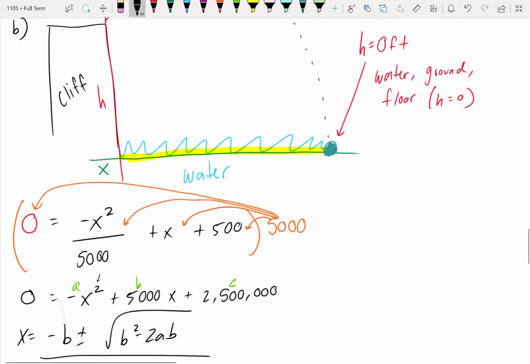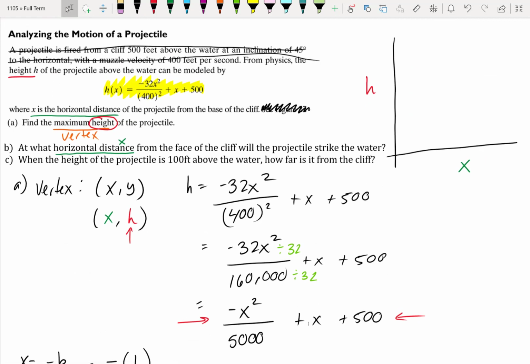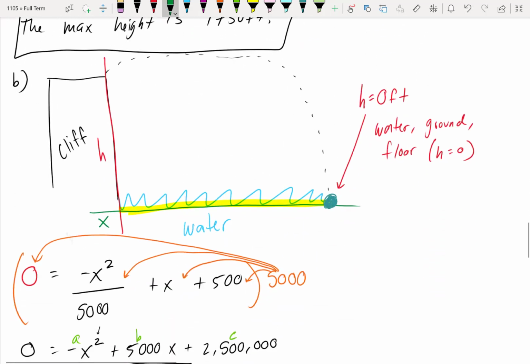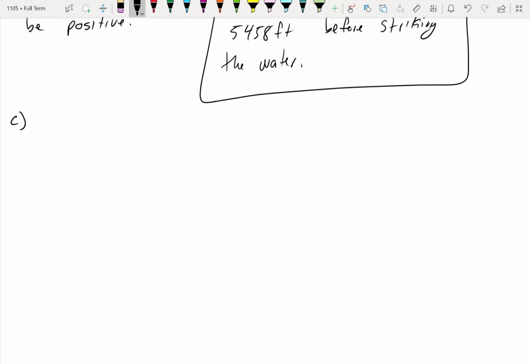Alrighty. Part C. When the height of the projectile is 100 feet above the water, how far is it from the cliff? So it's saying h is 100. How far is it from the cliff? How far from the cliff is always your x. So for part C, bringing it all the way down here, it gives us h is 100, and we're looking for x, which is how far it is from the cliff. So we have 100 equals negative x squared over 5,000.